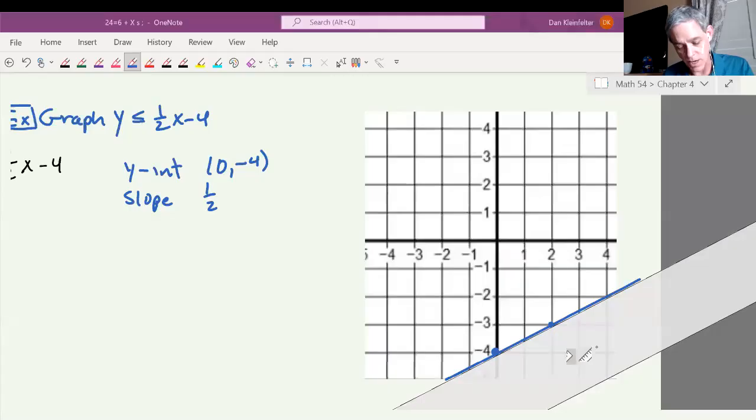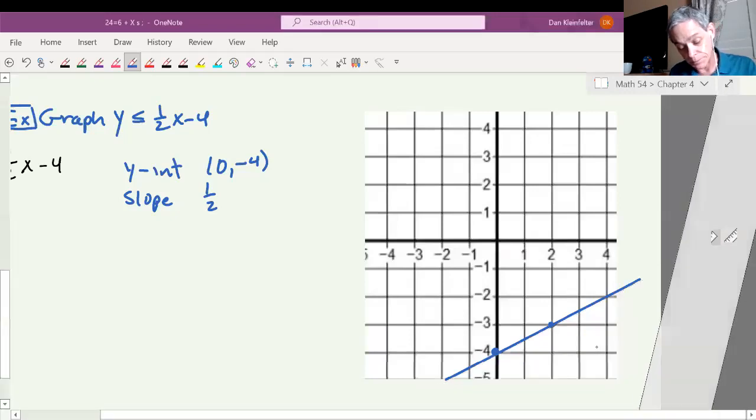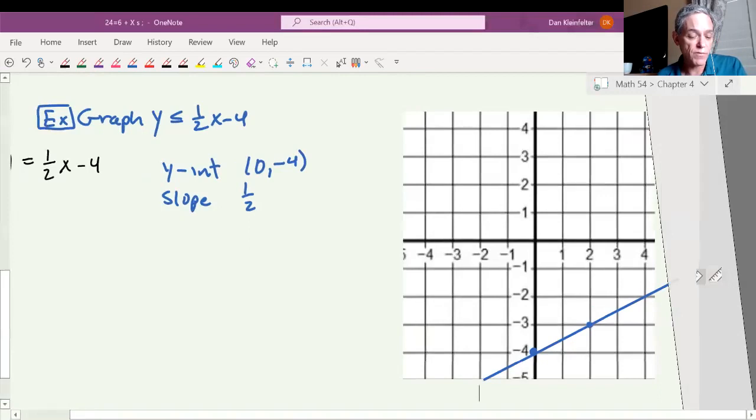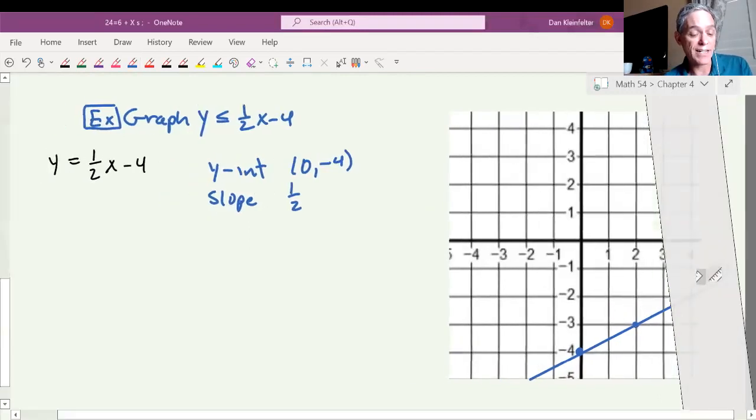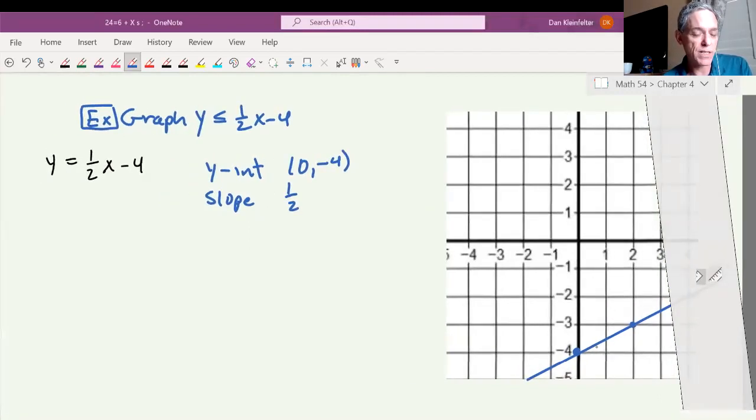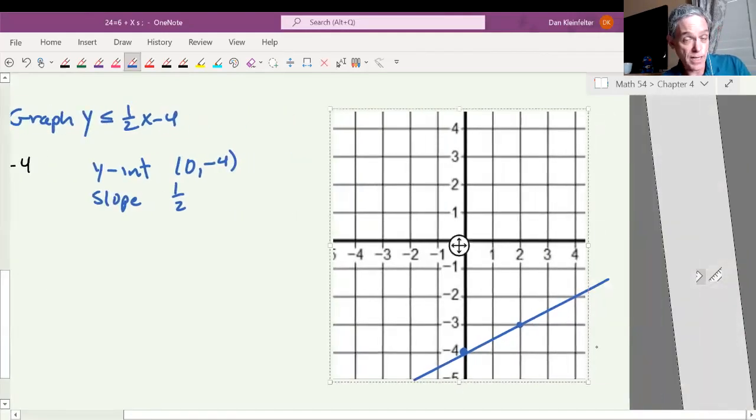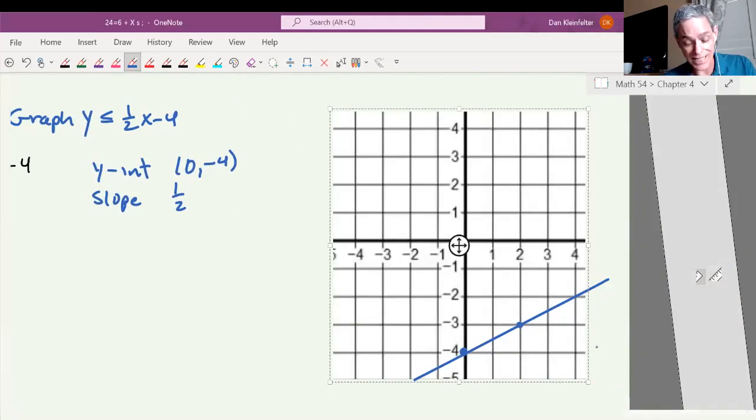Sorry about that, Zoom crashed again. We'd found the y-intercept for y equals a half of an x minus 4. We'd found the y-intercept was negative 4 and the slope was a half, and so I put onto the graph the point (0, negative 4), and then with the slope I went up 1 and right 2 to get a second point on the line.